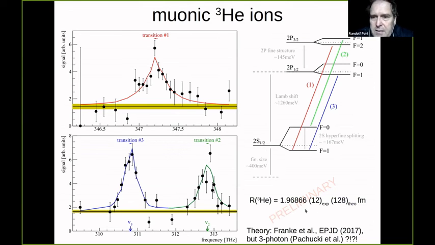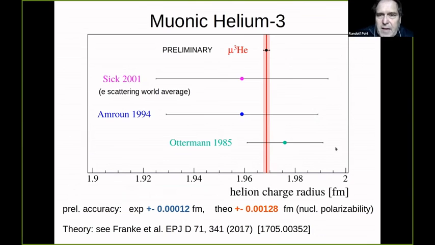The preliminary result is that our experimental uncertainty is a factor of 10 better than the theory uncertainty. But this theory uncertainty is already quite small, thanks to the effort of the various people involved. You see, there's perfect agreement with the world average from elastic electron scattering. It's just because I blew up this scale so much that this looks like it's not very good. In fact, this is a very good value from elastic electron scattering. It's just that muonic helium-3 is even better.